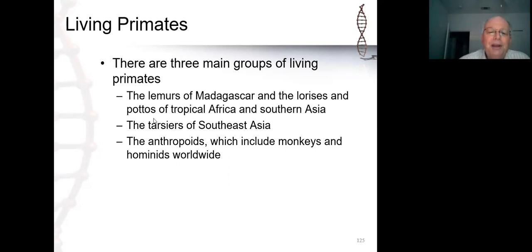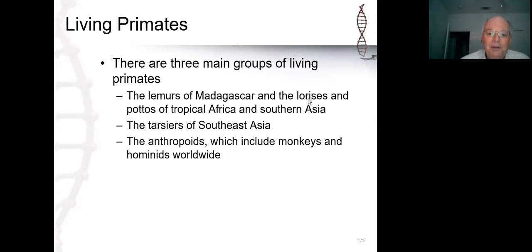Then you have the tarsiers of Southeast Asia. One unique characteristic of the tarsiers is that they have extremely large eyes, and this is because they are exclusively nocturnal. And so having a large eye allows them to see very well at night. Amongst the, I believe it's the lorises, is an animal called the bush baby. If you Google this, you'll see images of it. It also has extremely large eyes. The eyes occupy a third of the volume of the skull, which clearly tells you that it is nocturnal.